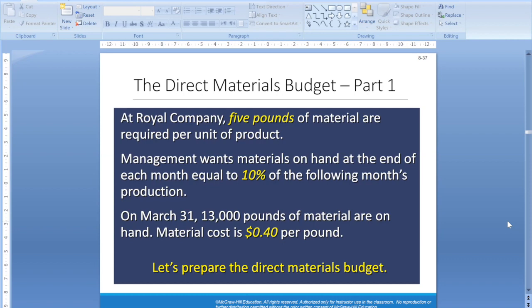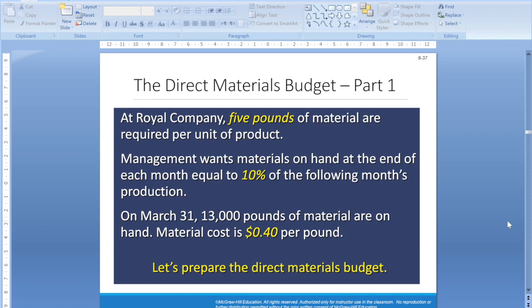So if I want to ask myself, I need to produce, let's say, 26,000 units for April, I need to produce 26 plus, which means I have to keep some units in my warehouse. For the production, we say the 26 as a finished goods. For the material budget also, we need to keep in our warehouse 10% of the following month's production.